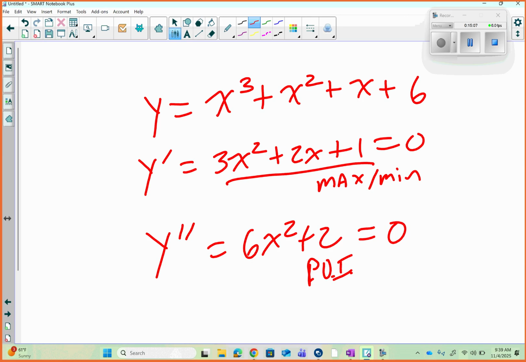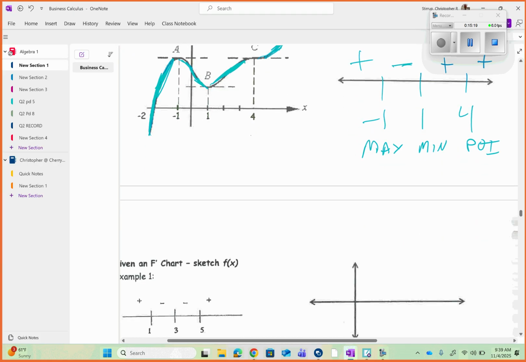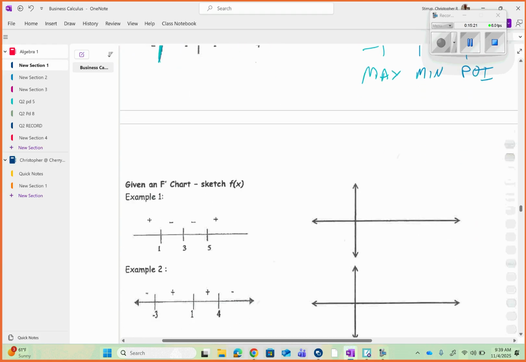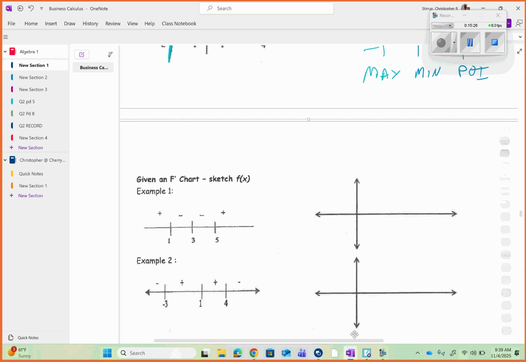So those are just a few things that kind of take place, and I'm going to go over how we would determine if a point of inflection truly did take place or if it didn't based on the equation. Let's go back to our stuff. Okay, so we want to take a look at this first one. So I want to plot the points 1, 3, and 5.